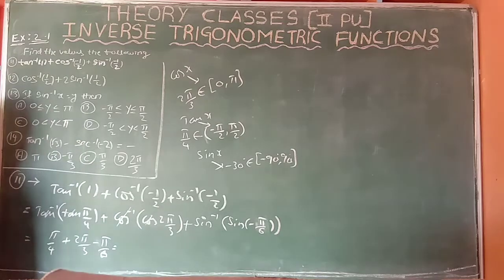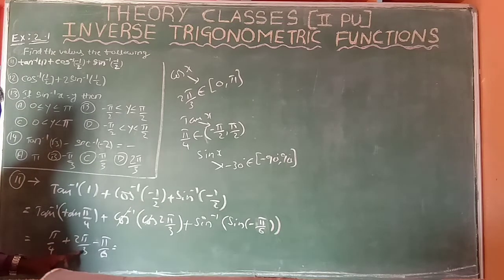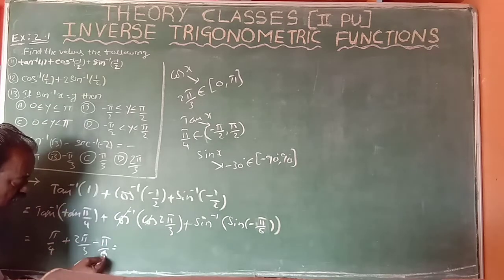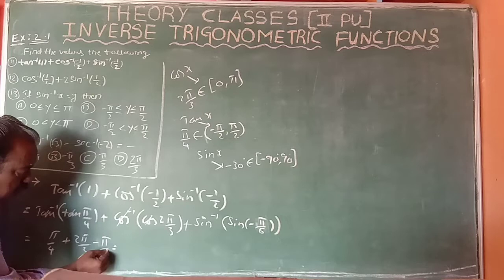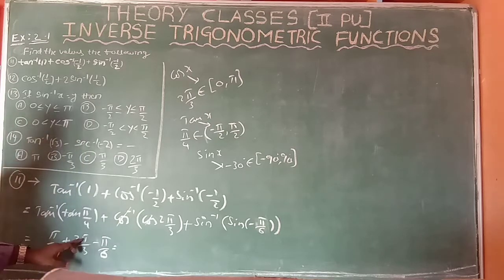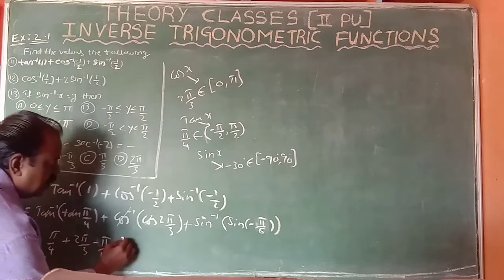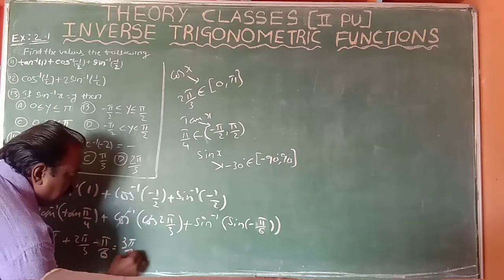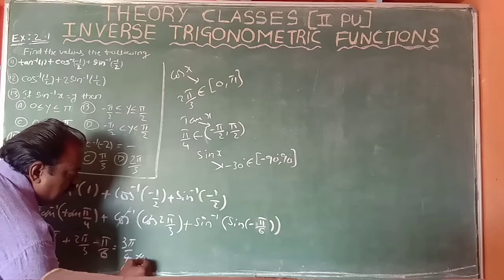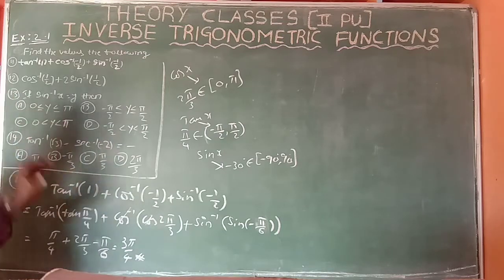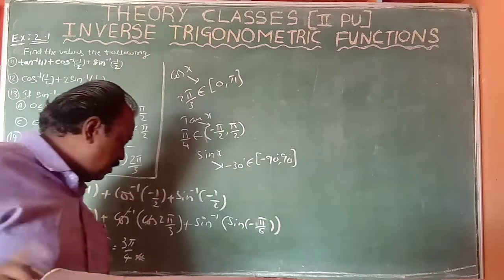How much? 120 minus 30 means 90. 90 plus 45 is 135. This is 3 pi by 4. Like that we have to solve.